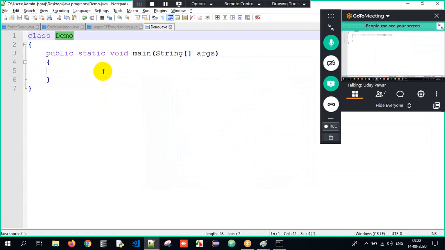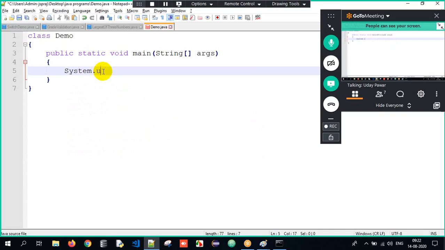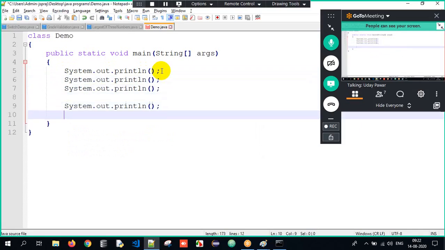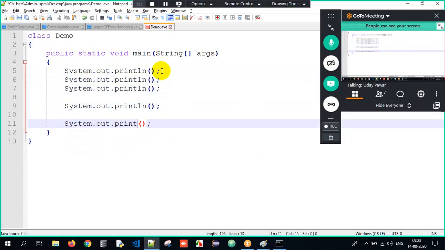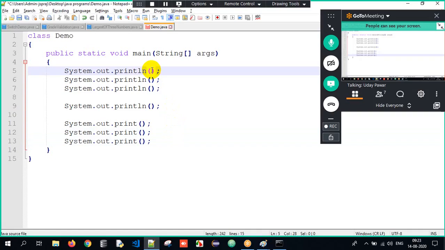Done. Over here, see here guys, I have something called System.out.println. Let me try to do this successfully. Then I'll have something called System.out.print. So what is the job of it? I will tell you. Here I'm trying to print hi, hello, good morning.